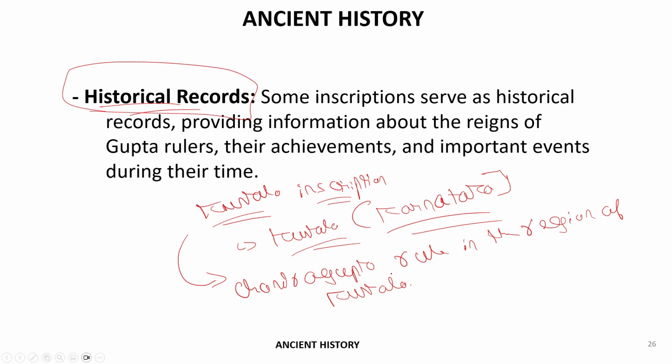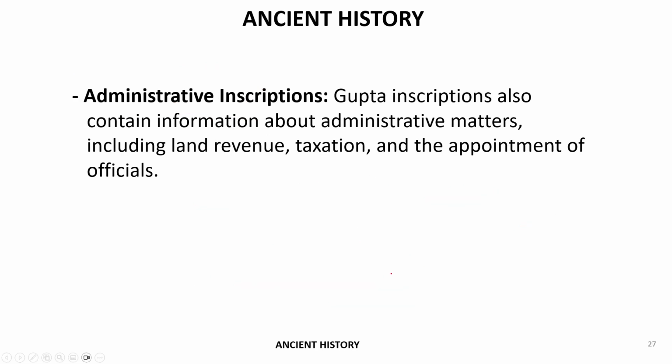Now we have the administrative inscriptions. Gupta inscriptions also contain information about administrative matters, including land revenue, taxation, and the appointment of officials. If we are talking about the administration of the Gupta Empire, let me tell you something. First thing is that their administration was decentralized.